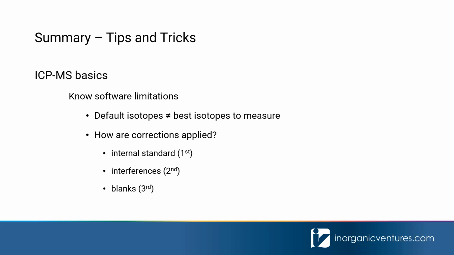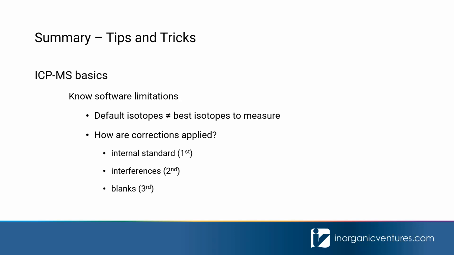For the ICP-MS basics, one of the key things that I've learned over the years is you really want to know the limitations of the software. The software is much easier to use than it was 20 years ago, and that's fantastic. One of the things I've noticed, however, is that often the software will recommend default isotopes. These tend to be the most abundant isotopes, and in my experience, it's not always the case, and sometimes rarely the case, that those default isotopes suggested by the software are really the best ones to measure.